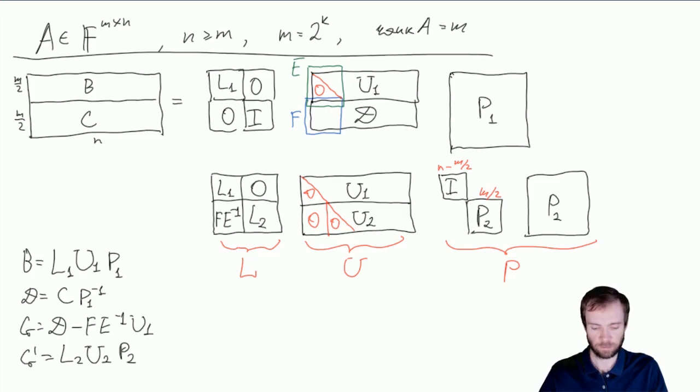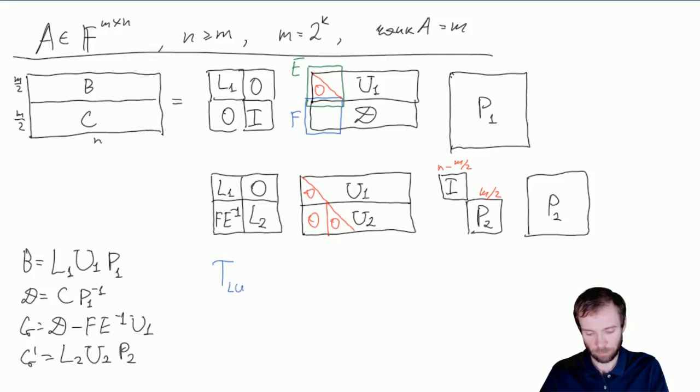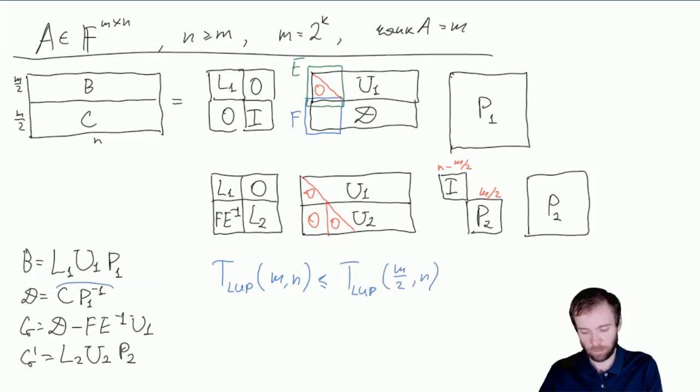What is our complexity? It can be checked that multiplying permutation matrices, if we treat them combinatorially, can be done in linear time if we store the permutations properly. Computing inverse matrices for permutation matrices can also be done in linear time. And let's keep track of the rest. The time that we've spent for LUP decomposition of M over N matrix is bounded by first producing LUP decomposition of B. And B is an M over 2 by N matrix. Then we permute the columns of C, which can be done in quadratic time.